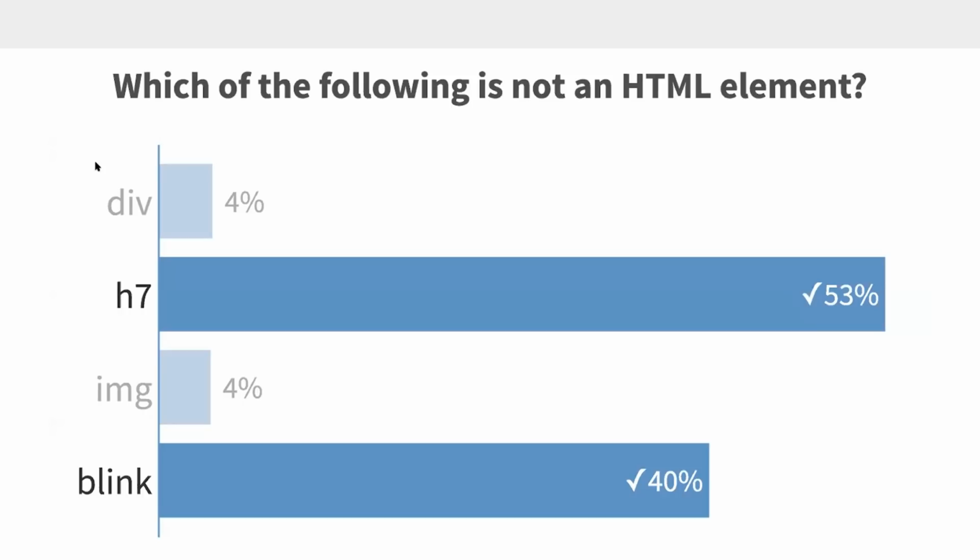So 53% gave one of the correct answers, which was H7. 40% gave another correct answer, which is blink. You often use H followed by a number in HTML when you're describing a heading, like a big title or a subtitle on your web page. And in HTML, those possible values range from H1, which is the biggest of the headings, down to H6, which is the smallest of the headings. But there is no H7. H7 is not a valid HTML element.